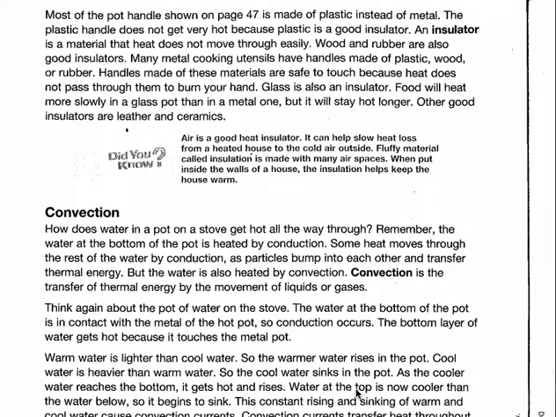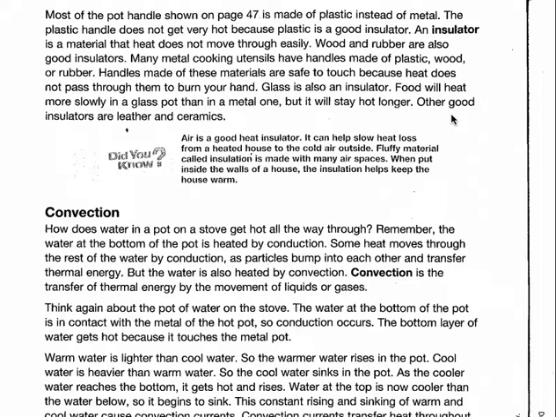Most of the pot handle shown on page 47 is made of plastic instead of metal. The plastic handle does not get very hot because plastic is a good insulator. An insulator is a material that heat does not move through easily. Wood and rubber are also good insulators.